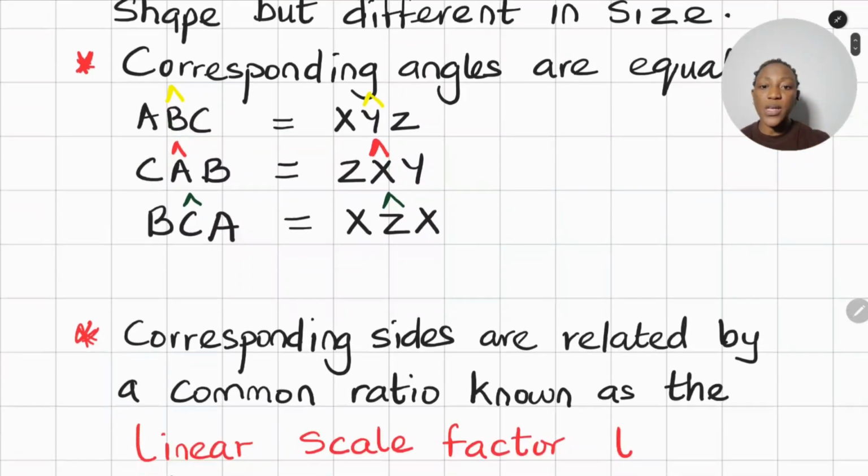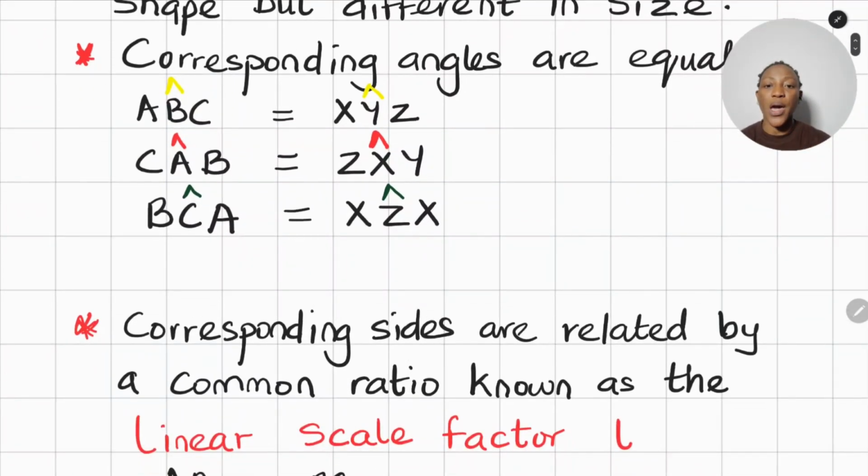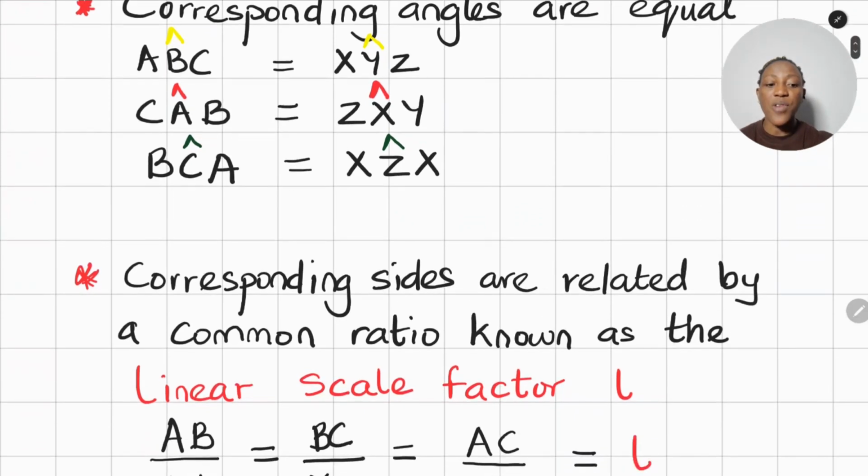Also, the corresponding sides are related by a common ratio. I have used the word corresponding because you need to be able to match up which side is about the same thing in one shape as in the other shape. So the corresponding sides are related by a common ratio, which we typically call the scale factor. Remember I said your similar shapes could be seen as one shape being an enlargement of the other.